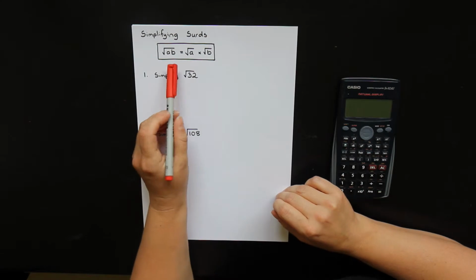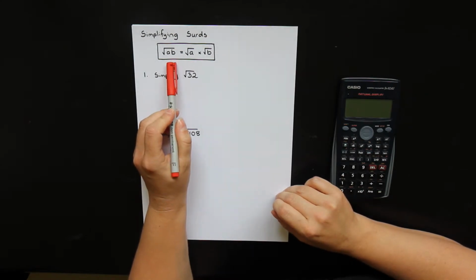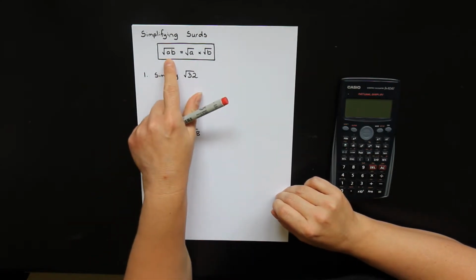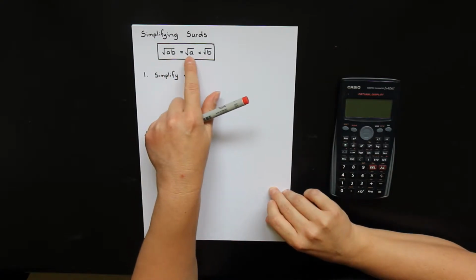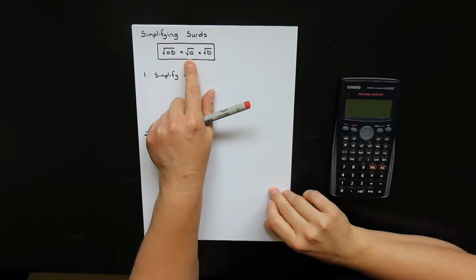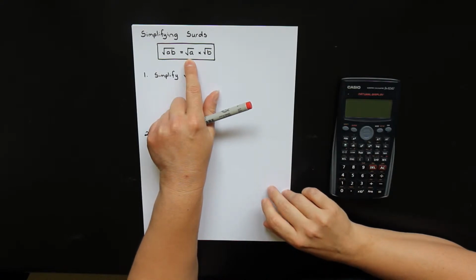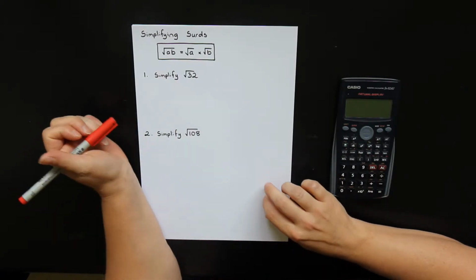So there's this little rule up here that can help you to remember how to simplify surds. If you have two things underneath a surd that multiply together, you can separate that into two separate surds, and I'll show you how that works now.